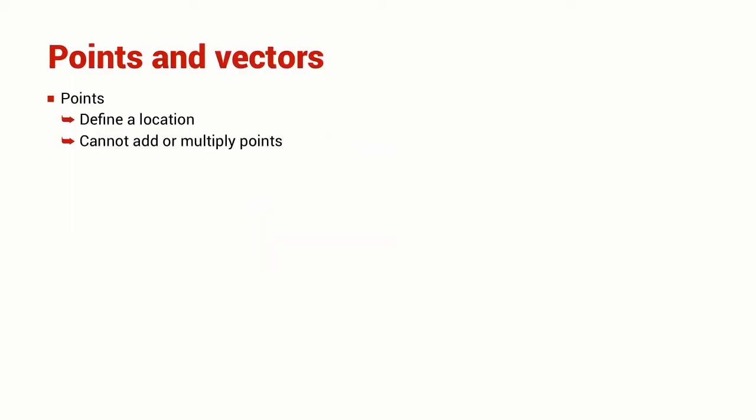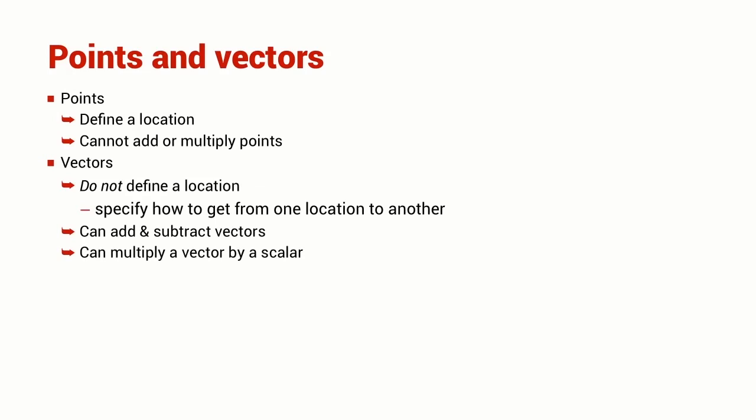Importantly, points and vectors are different things. A point defines a location. We can't add 2 points together. It makes no sense, and neither can we multiply 2 points. It's a meaningless concept. Vectors don't define a location. They specify how to get from one location to another.